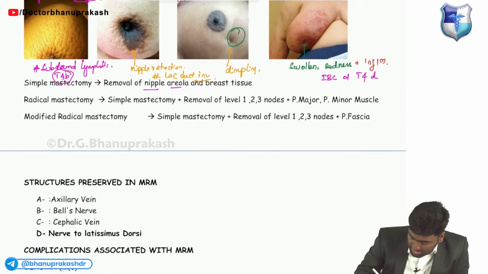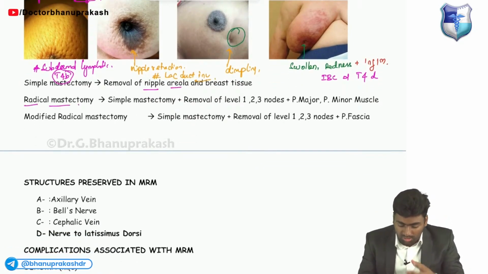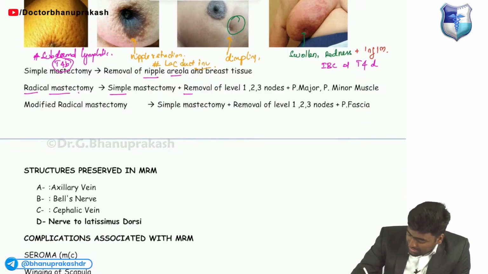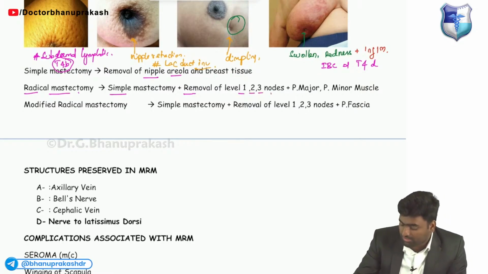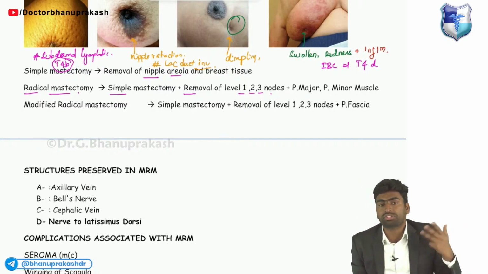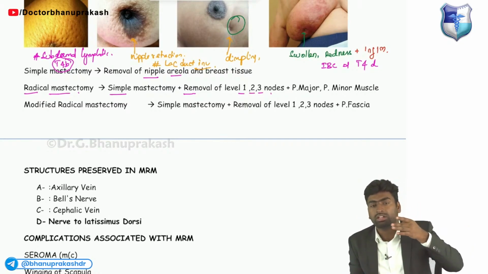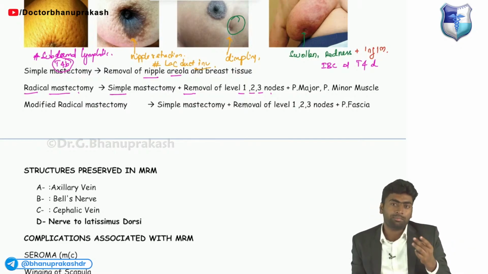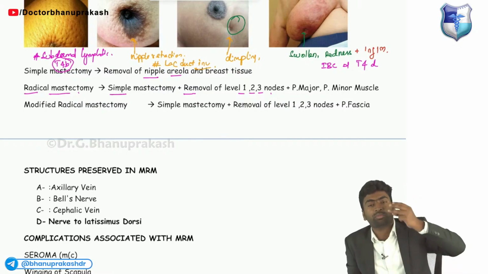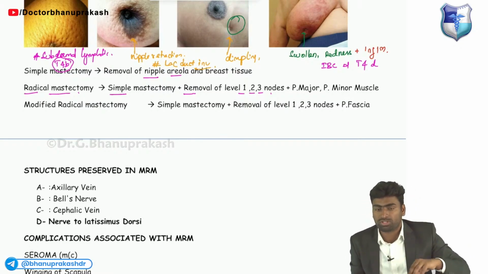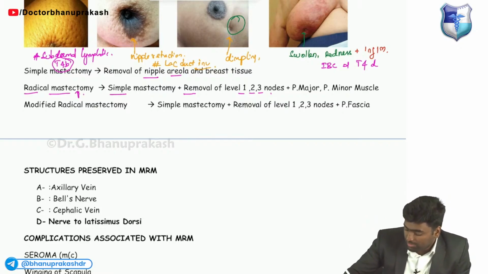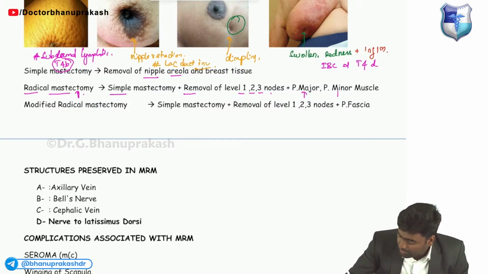And we'll do one more procedure which is known as radical mastectomy. If the lesion is of more size, then we'll do simple mastectomy along with removal of level 1, 2, 3 nodes. There are different types of lymph nodes, but we classify the lymph nodes of the breast based on the pectoralis minor: below it, posterior to it and above it, we'll stage them as level 1, level 2, level 3 lymph nodes. So if there is more involvement, then we'll do radical mastectomy, and we'll remove the pectoralis major and minor muscles as well.